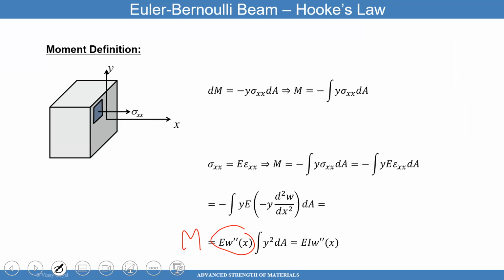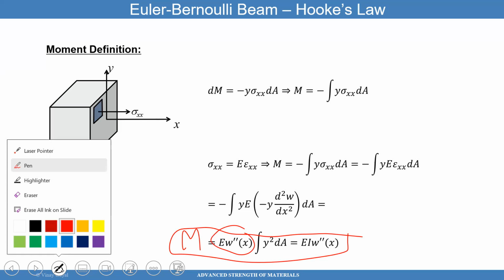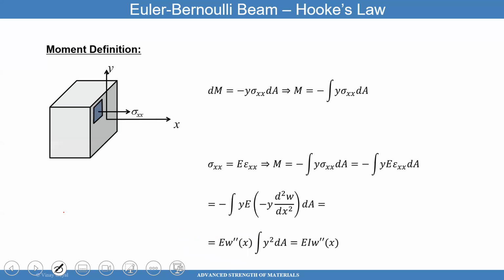And I'm not asking you to memorize this formula, but I'm showing you where the equations come from, so you're familiar with what the derivations are. This is an interesting formula that should be known: the moment equals the modulus of the material times the moment of inertia I, times w prime.